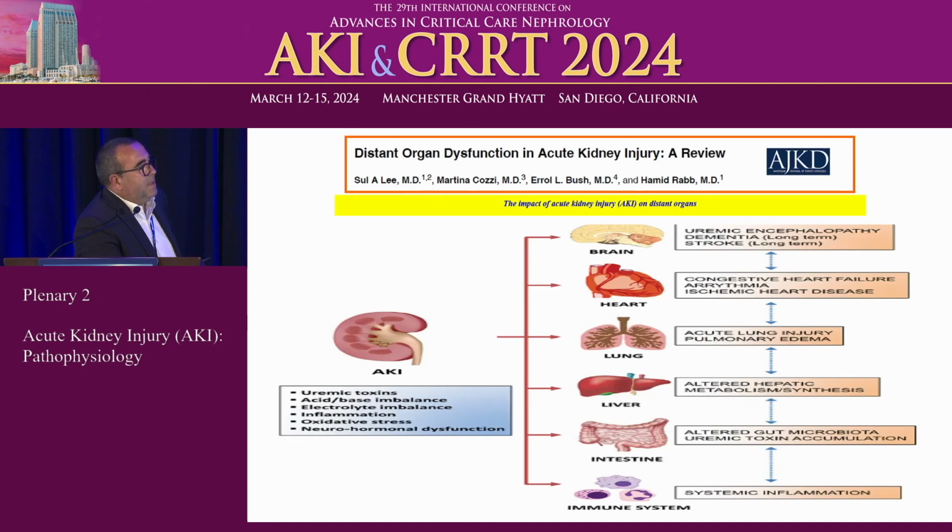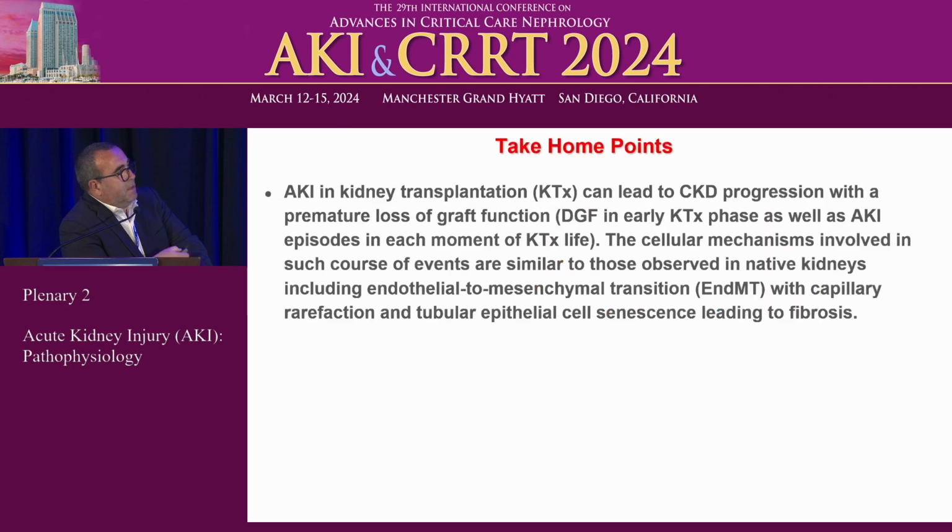So basically, it's something similar to what was described by Ronco, in which AKI is able, through the release of uremic toxins, acid-base and electrolyte imbalance, inflammation, and oxidative stress, to lead to the dysfunction of different organs. But this is most important if you have a grafted organ, because you can also have some other causes of damage. These are my take-home points.